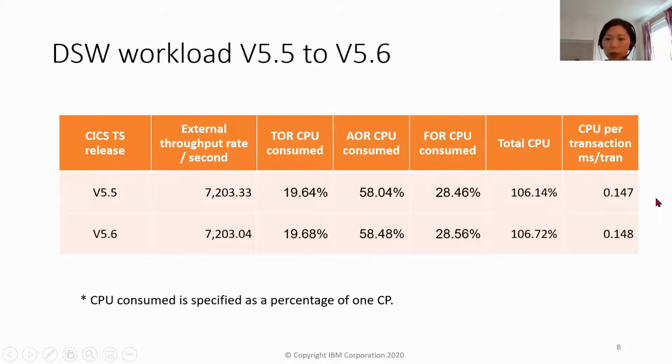And the CPU per transaction is expressed in milliseconds per transaction. The difference between them is really 1 microsecond, which is even within the tolerable measurement difference we can have. So we can conclude that for this type of workload, the 5.6 would not degrade any existing workload of this type.